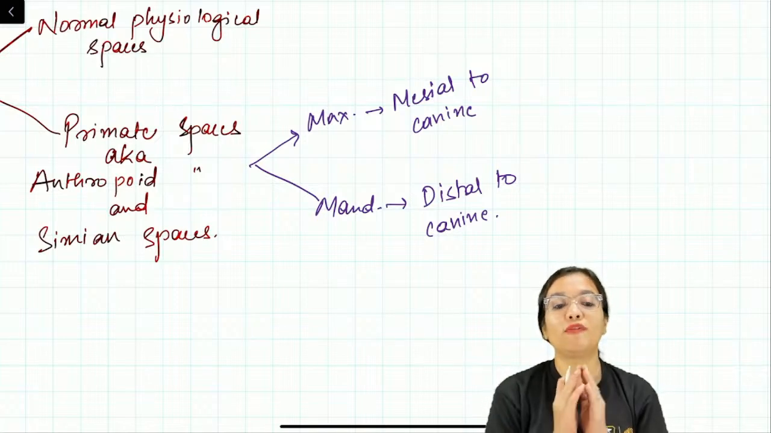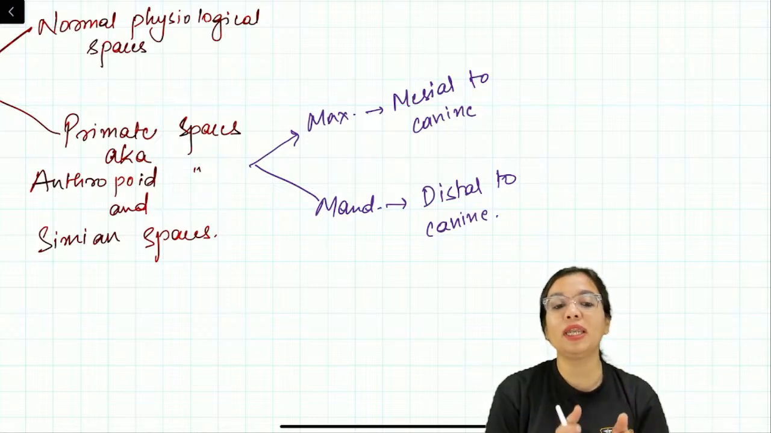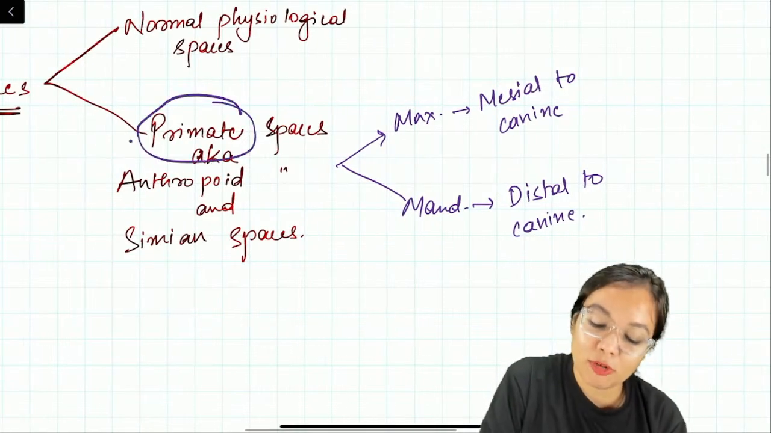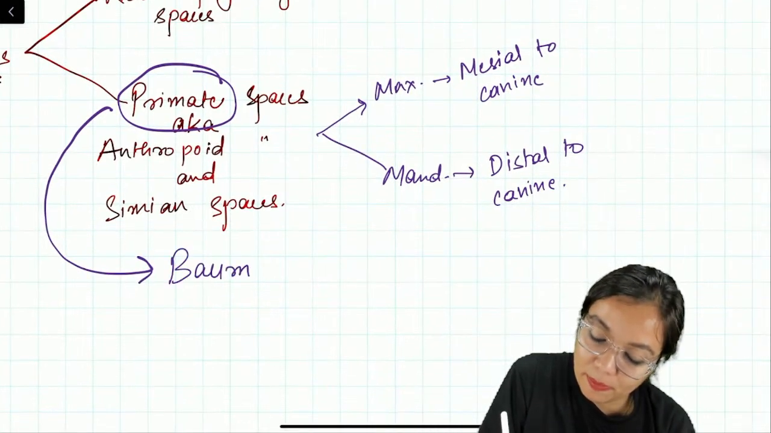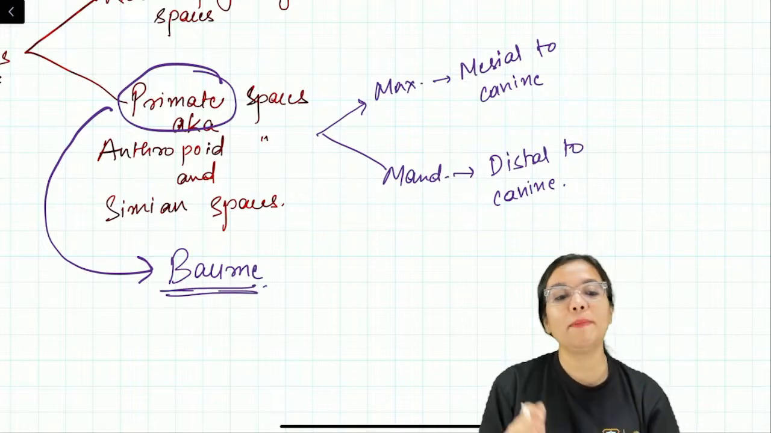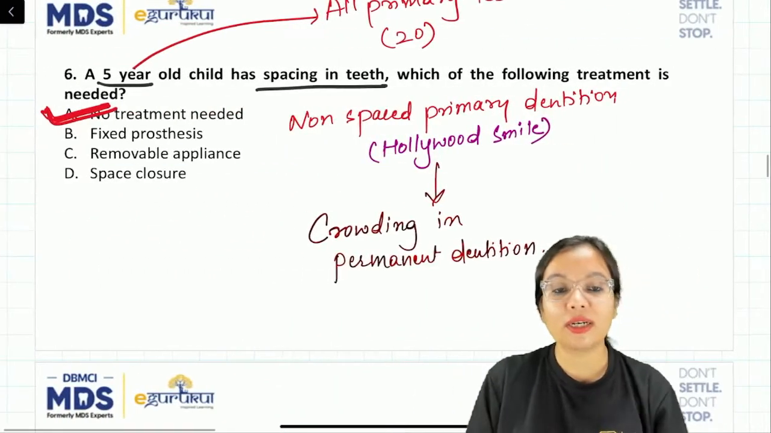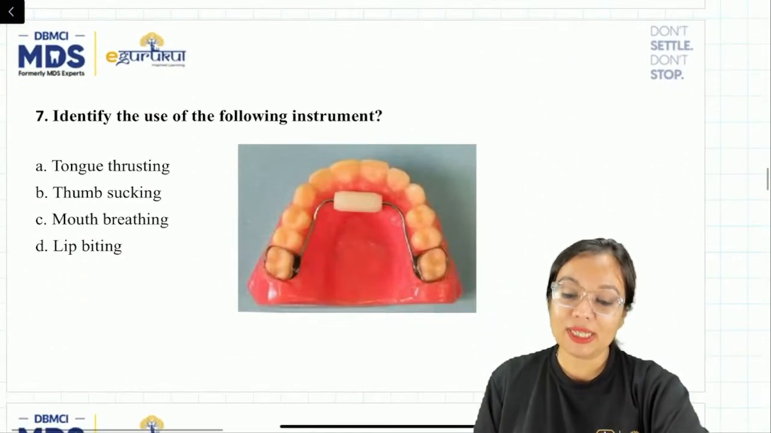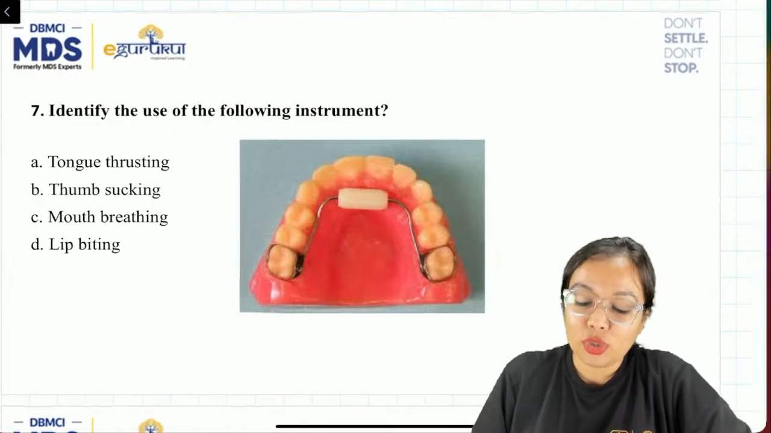So basically the physiological spaces between the mandibular canine and the first primary molar, and between the maxillary lateral incisor and the primary canine, are known as the primate spaces, and this particular name was given by a person named Baume. Okay, so the answer here is these spaces naturally occur in the dentition of a child, and so no treatment is required. So that brings us to the seventh question, which is to identify the use of the following instrument.